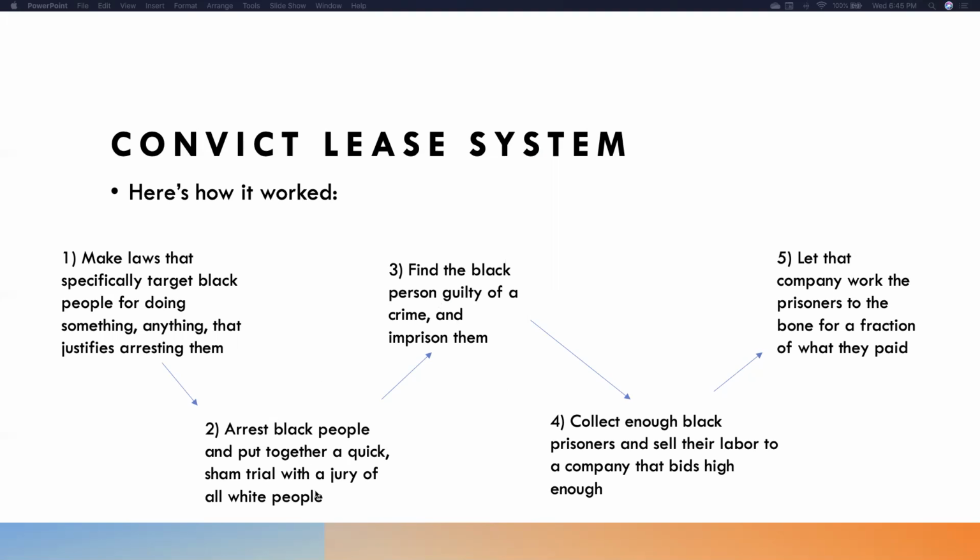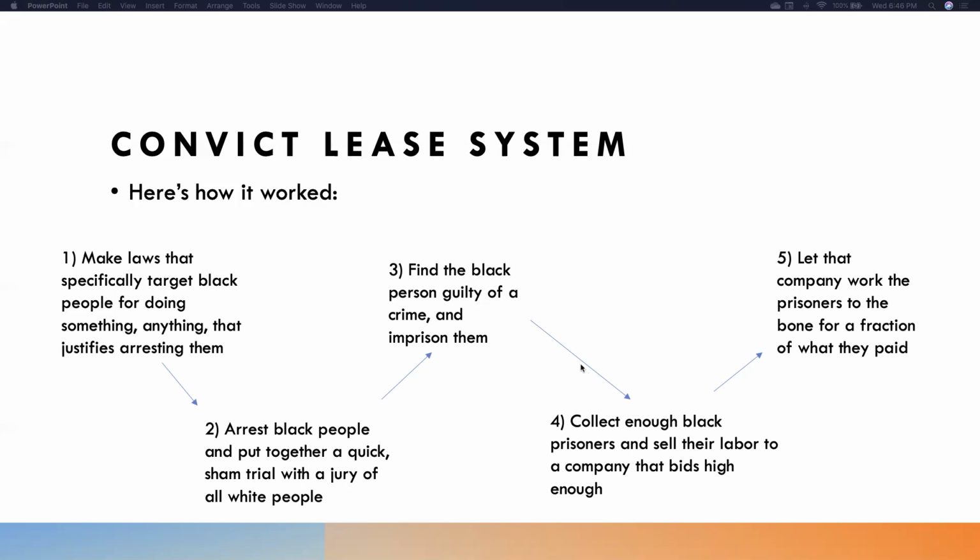Anyway, after you've had your jury of all white people say, you know what, you're right, they're guilty. And sometimes these trials, guys, would be as simple as they read the charges, the jury said guilty without even meeting, and then they moved on. That's how quick these were sometimes. So that goes into step 3. You find the Black person guilty of a crime, imprison them. Now that they are imprisoned, under the 13th Amendment, it is okay to use them as labor, okay?